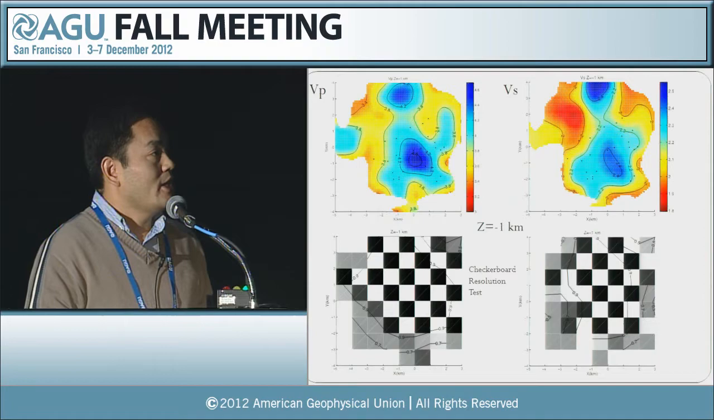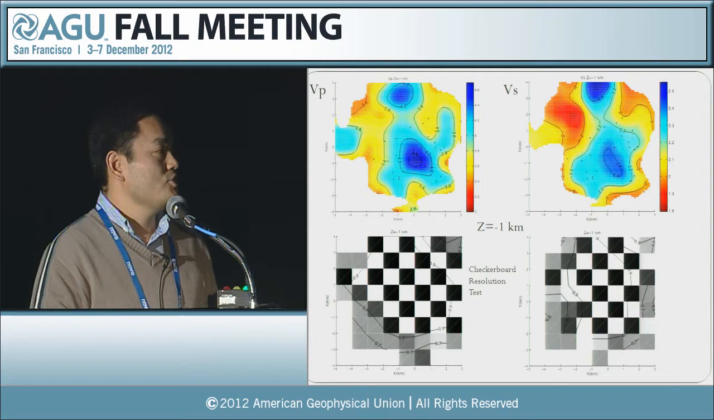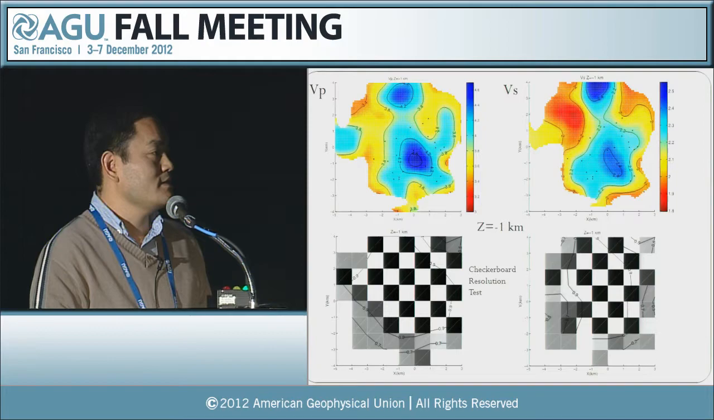So next, I present to you the VP and the VS models using the local earthquake data. For this area, the average elevation is about 2 kilometers. So Z equal to zero is basically the mean sea level. Z equal to minus one is basically a depth of 1 kilometer below the surface.